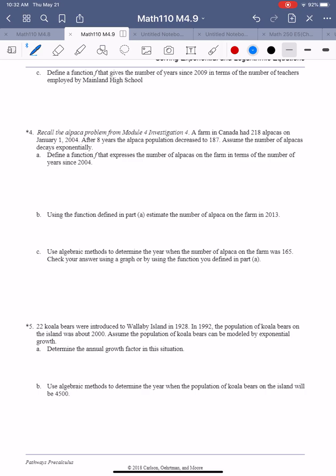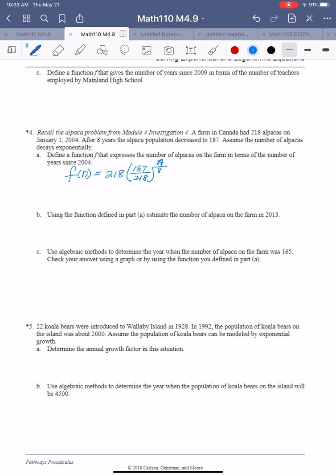Okay, so the formula we used was f of n equals 218 times the ratio 187 over 218, but that's for the every-8-year decay factor, right? I want to put that as every year, so the exponent is n over 8. That way you can find any year right now.